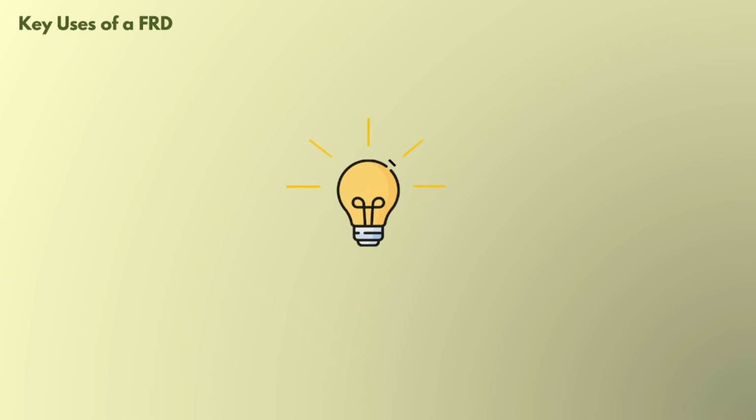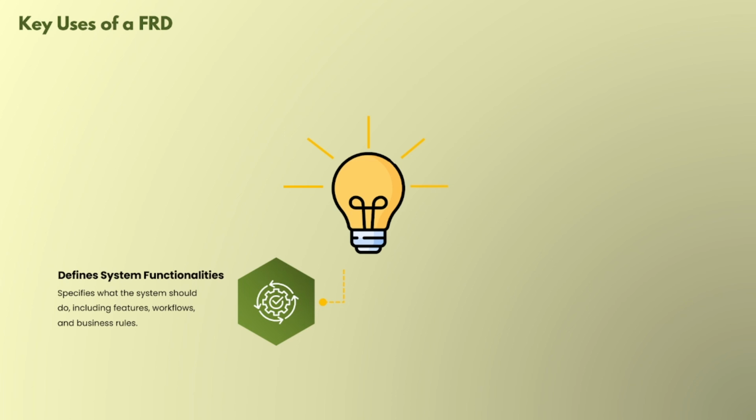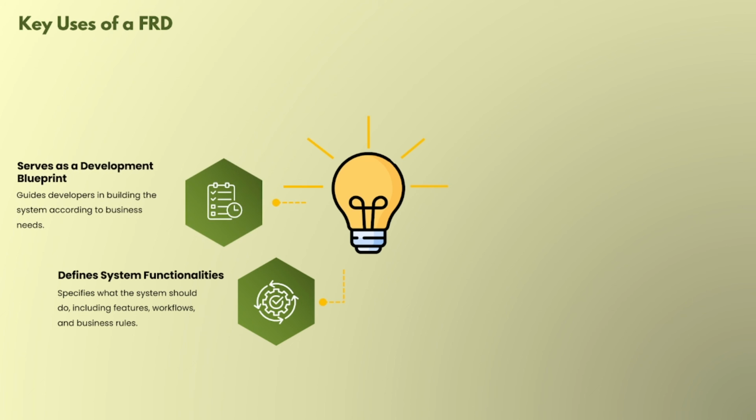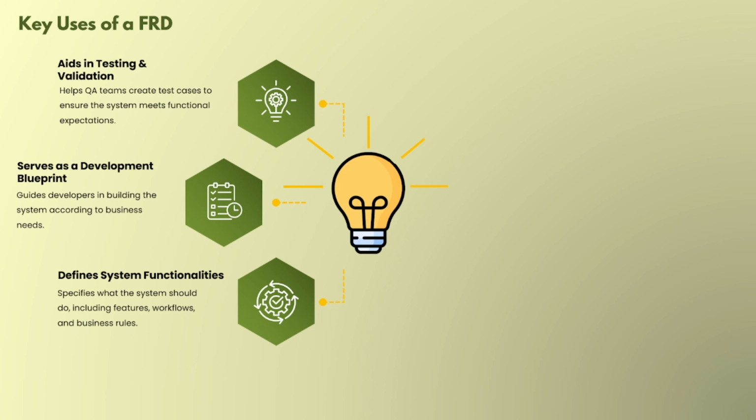Now let's move and see the key uses of the functional requirements document. The very first is defining system functionalities. It specifies what the system should do, including features, workflows, and business rules. Then it serves as a development blueprint. It guides developers in building the system according to the business needs. Then it aids in testing and validation. It helps QA teams create test cases to ensure the system meets functional expectations.